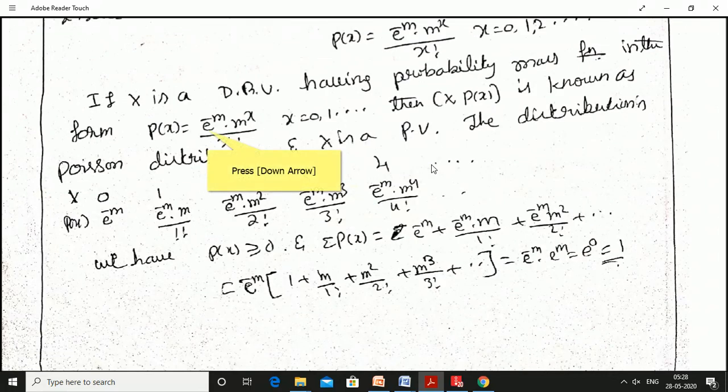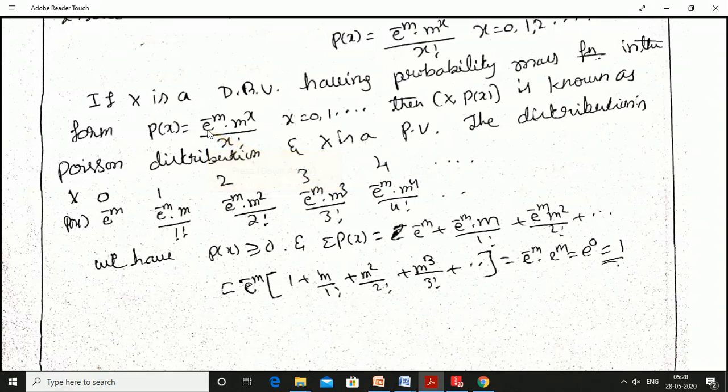Each p of x is greater than or equal to 0, and the summation of p of x, if we add all these values, definitely comes out as 1. Okay. Just remember the probability mass function of the Poisson distribution: p of x is equal to e power minus m, m to the power of x, divided by x factorial.